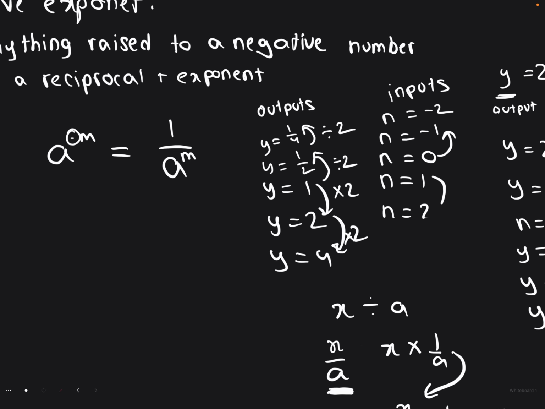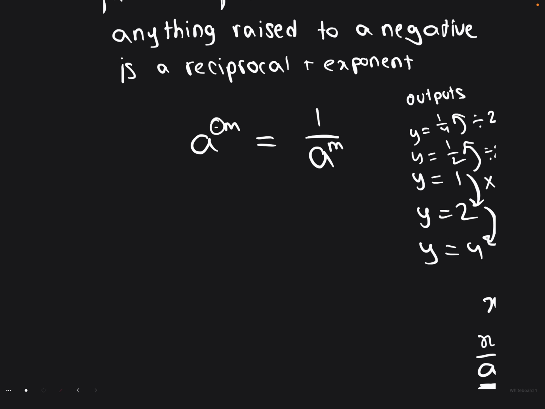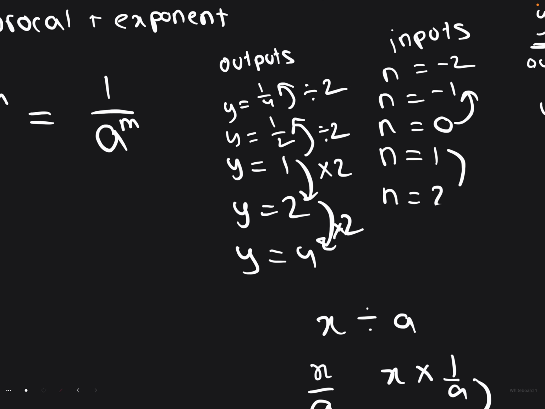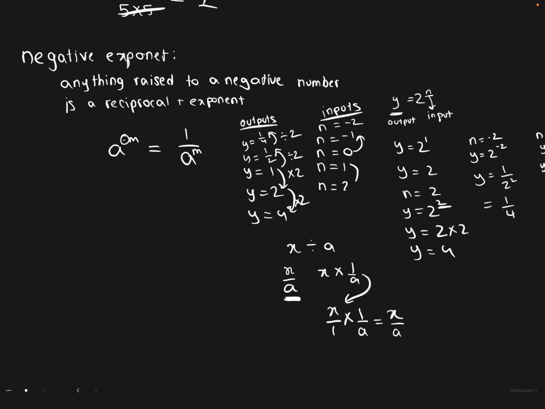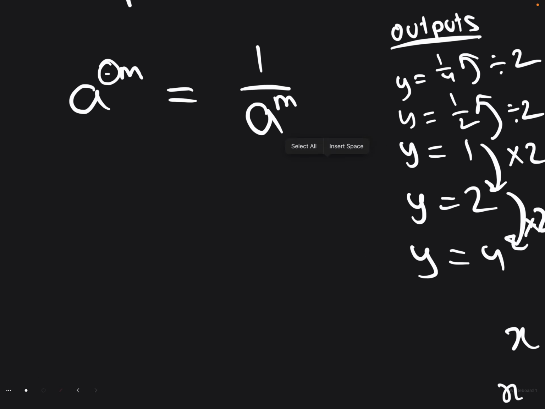So now coming back here, we can see the pattern in the outputs: whenever our x value goes negative, our y value divides by the base. So that's why this base moves down. It reciprocals itself whenever the n value is negative.